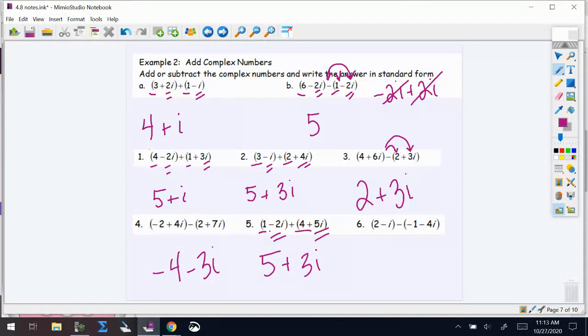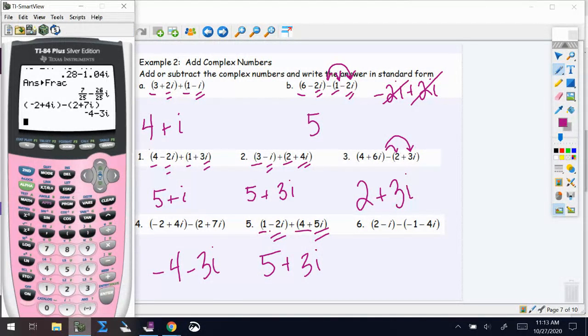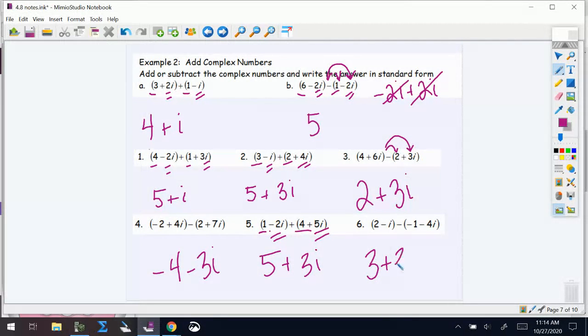If you want to do the last one with a calculator, just to show you those keystrokes again, you're going to do parentheses, 2 minus i, close your parentheses, and then a minus sign, and then another parentheses, negative 1 minus 4i, and it will take care of all the distributing of the minus sign and combining like terms to give you your answer. So that is how you write complex numbers, that's how you add them, and that's how you subtract them.